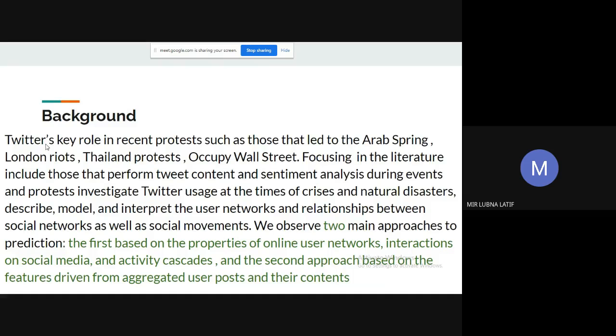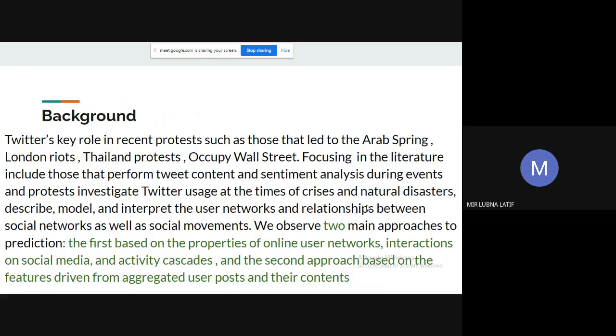Background. Twitter's key role in recent protests such as those that led to the Arab Spring, London riots, Thailand protests, and Occupy Wall Street. The literature focuses on work that performs tweet content and sentiment analysis during the events and protests, investigates Twitter usage habits in times of crisis and natural disaster, and describes, models, and interprets the users' network and relationships between the social network as well as the social movements.